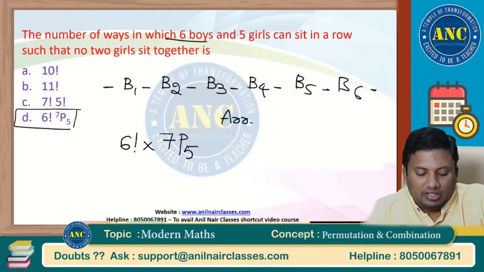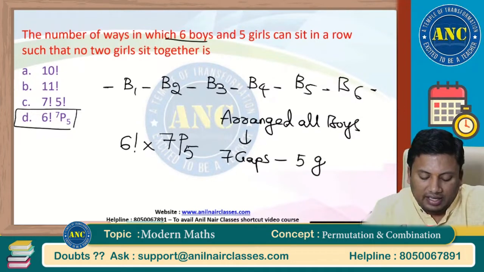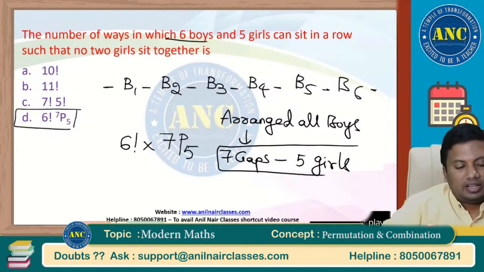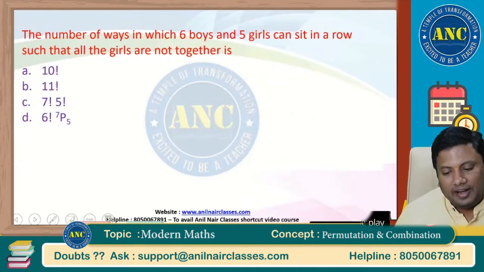First I arranged all the boys. After arranging all the boys, there are 7 gaps. In those 7 gaps, I will make these 5 girls sit. So 7 gaps are there, 5 girls. Answer is nothing but 6 factorial into 7P5.